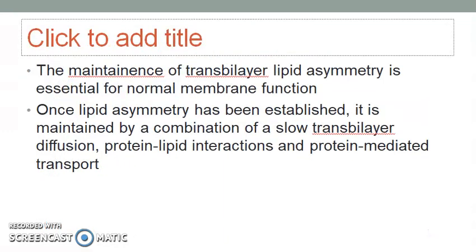Now, the maintenance of the transbilayer lipid asymmetry is essential for normal membrane function. Once a lipid asymmetry has been established, it is maintained by a combination of slow transbilayer diffusion, protein-lipid interaction, and protein-mediated transport.